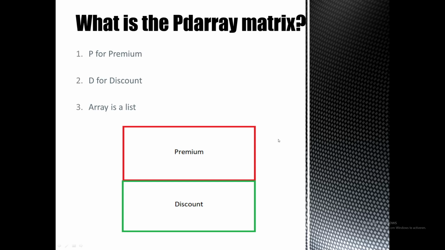So what actually is a PDarray matrix? It just stands for Premium Discount Array. Now this is really simple, so we don't have to stick too long on this topic. It's a price range divided up in premium and discount, and inside this price range you can look at certain elements in the array itself and take trades accordingly. This PDarray matrix helps you to determine daily bias. It helps you to determine draw on liquidity. So it's pretty important to know how to utilize it.